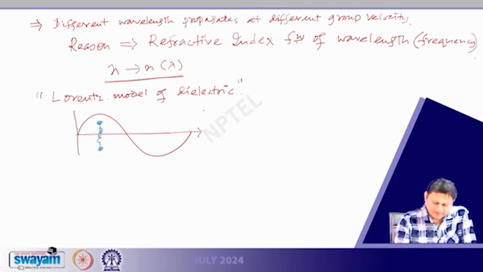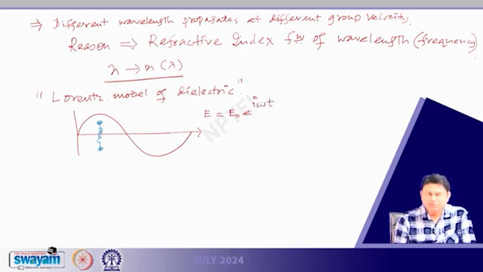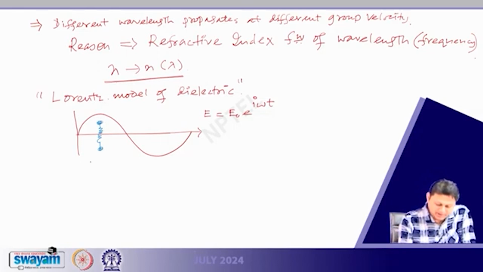If I write this wave as E equal to E naught e to the power i omega t, that is the time varying electric field we launch inside the material, and in the material we have the dipole, and this dipole is going to vibrate. We call this dipole oscillation. So the dipole is going to oscillate.